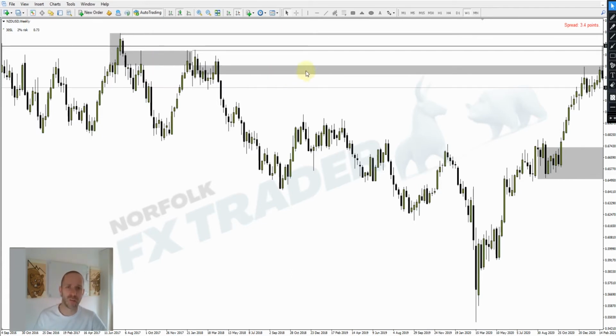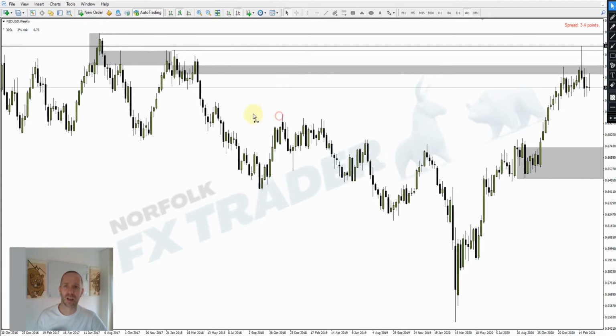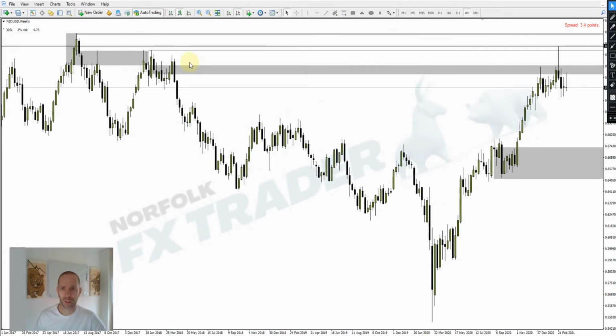Now, the further you go is you can also then have this zone we've just drawn also on top of another zone. So we have overlapping zones. So we can have a zone nested inside a higher time frame zone. That's something you learn on that top-down analysis.